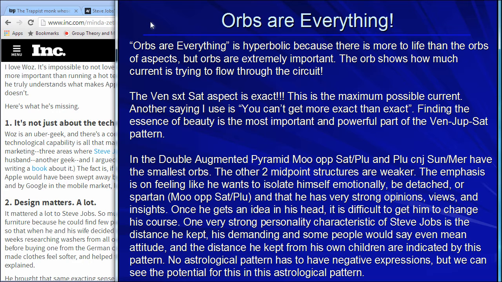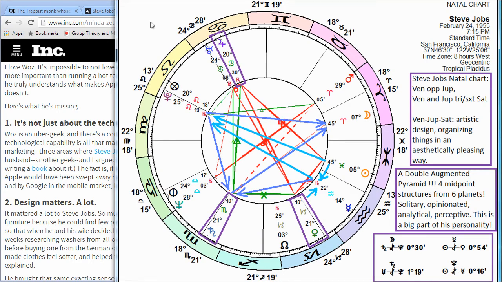Okay, next point. We have a phrase in vibrational astrology, orbs are everything. Well, obviously that's an exaggeration. There's more to life than the orbs of aspects. But we use that phrase to emphasize the importance of the orbs. When you look at his natal chart, how exact is this Venus sextile Saturn? Saturn is 21 Scorpio 10. Venus is 21 Capricorn 10. No orb. It's exact. With the planets measured to a minute accuracy, it's exact.